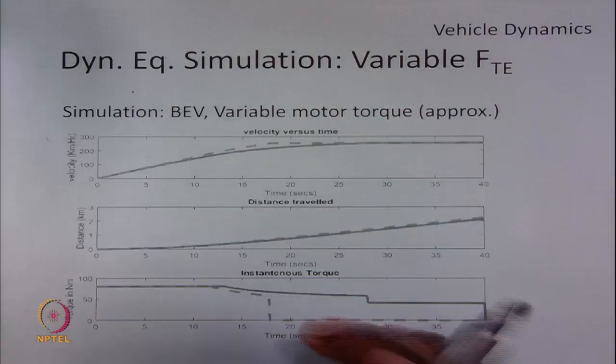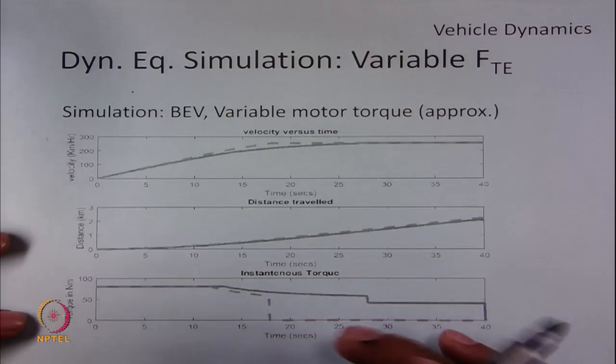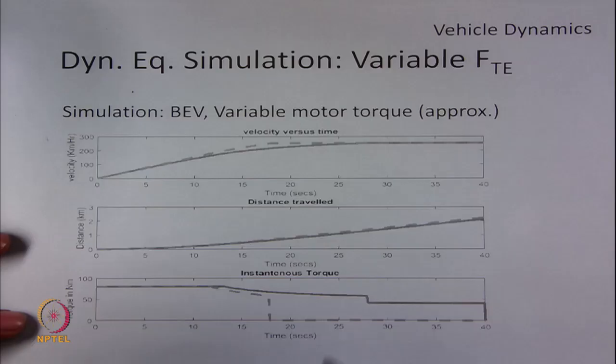We can also combine the approximate variation in the same graph as the exact graphs. So, you can see that the constant power region is very low in comparison to the constant power region of the exact curve.